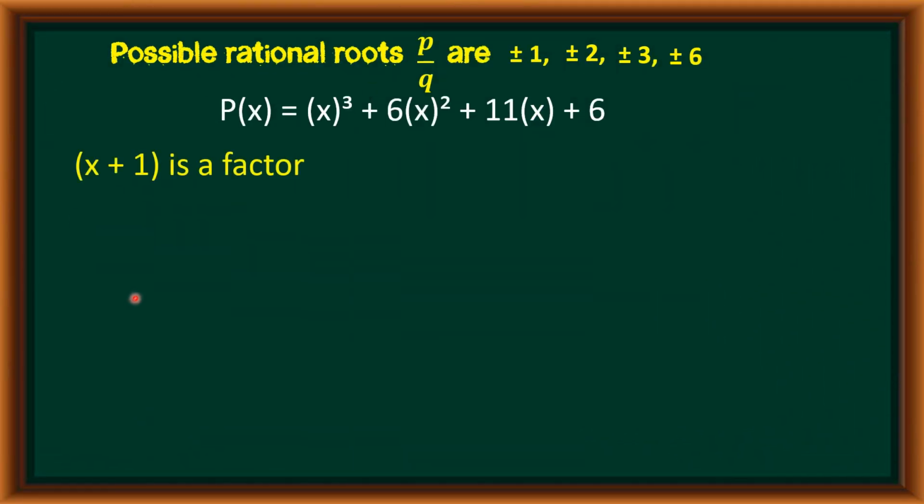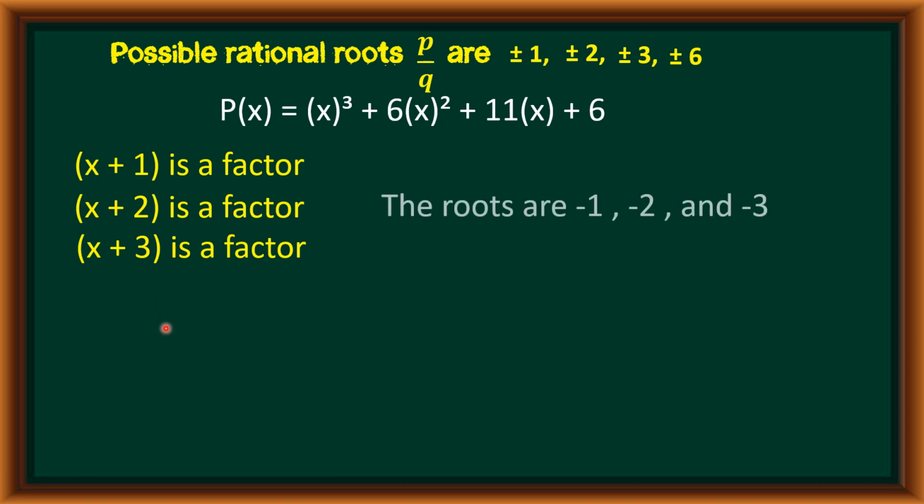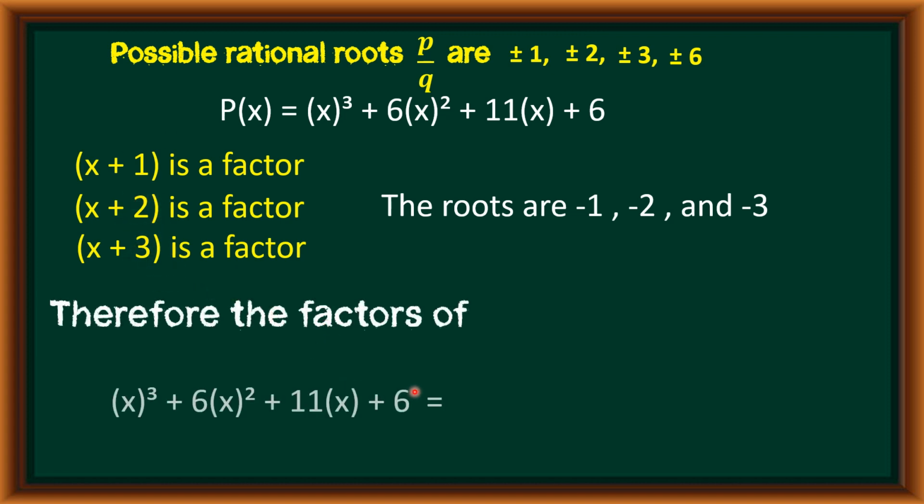Now, ito yung mga factors na nakuha natin. X plus 1, x plus 2, and x plus 3. And the roots are, ayan, equate lang natin yan sa 0. X plus 1 is equal to 0. So, the roots are negative 1 para dito, negative 2 para dito, and negative 3 for here. Therefore, the factors of x cubed plus 6x squared plus 11x plus 6 are quantity x plus 1 times the quantity x plus 2 times the quantity x plus 3.